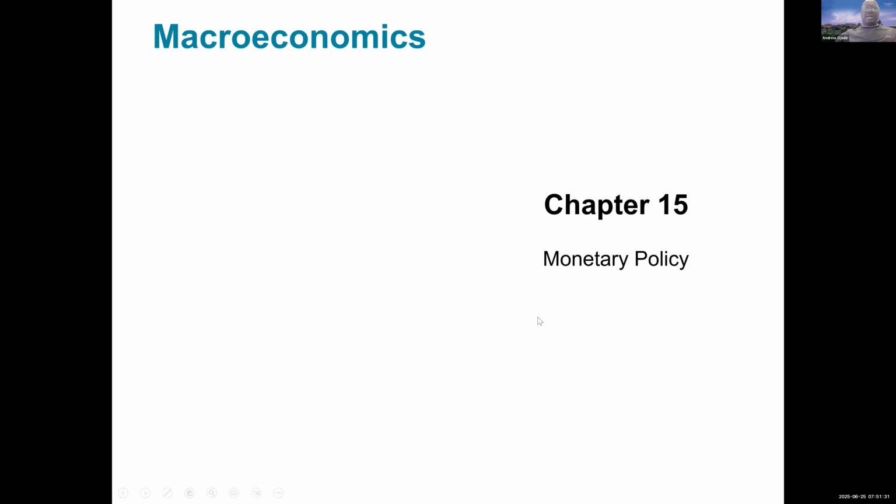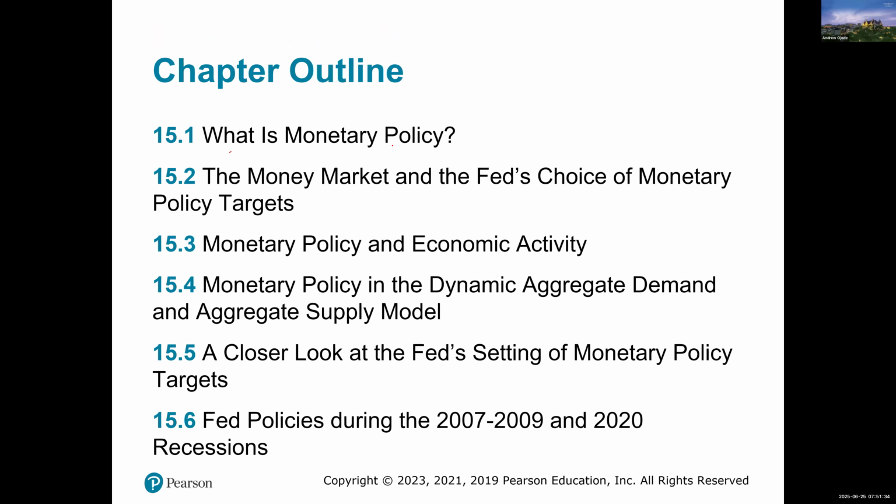So here's going to be some outline. We'll define monetary policy, what it is, and we're going to talk about the money market and the Federal Reserve's choice of monetary policy targets. And we'll talk about monetary policy and economic activity, like what I said, if the Fed decreases or increases interest rates, what is the impact on economic activity, like real GDP, price level, movements in the economy, and maybe employment. We can also talk a little bit about monetary policy in the dynamic aggregate demand and aggregate supply model. And then we shall take a closer look at the Fed's setting of monetary policy targets.